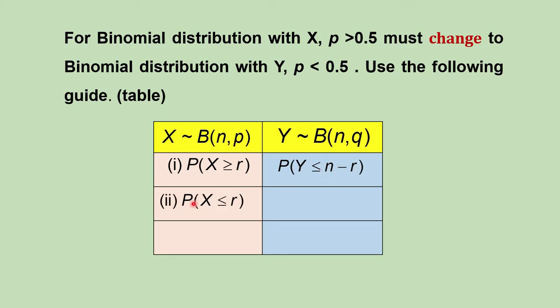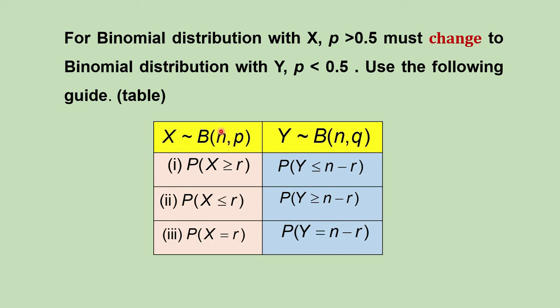For number 2, probability x less than or equal r. When you change to y, you will get probability y, changing the inequality from less than to more than or equal, more than or equal n minus r. What about the third one? Probability x equals r. When you change to y, it will become probability y equals n minus r. Instead of r, it becomes n minus r because we have n trials here.